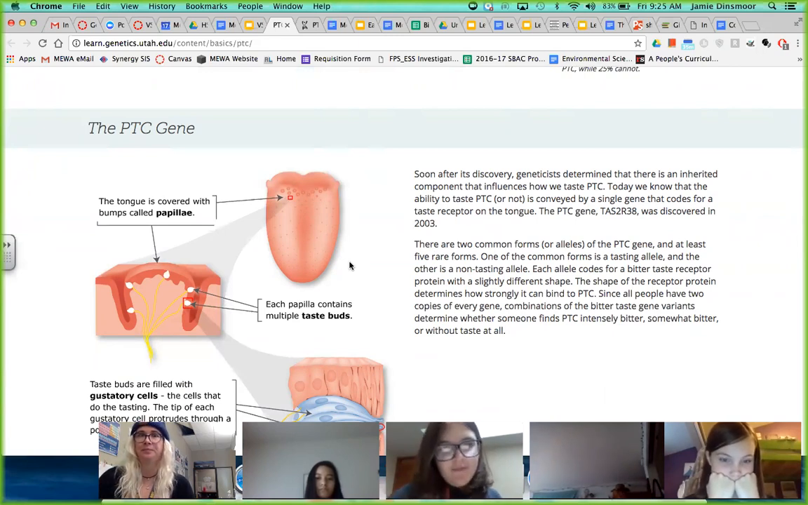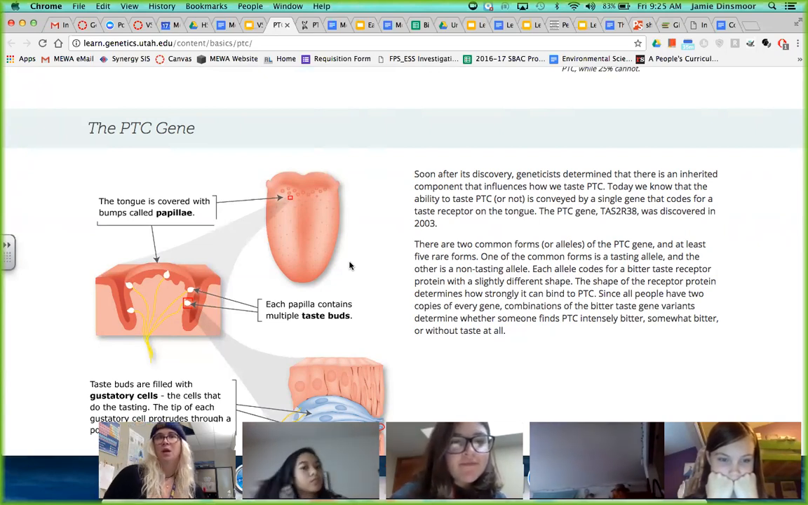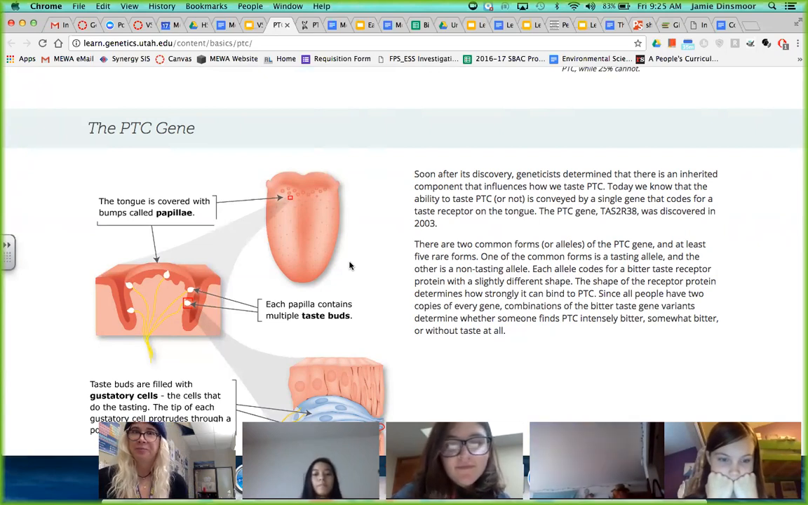Yep. Okay. Soon after its discovery, geneticists determined that there is an inherited component that influences how we taste PTC. Today, we know that the ability to taste PTC, or not, is conveyed by a single gene that codes for a taste receptor on the tongue. The PTC gene, TAS2R38, was discovered in 2003. Great. Anyone else want to read?